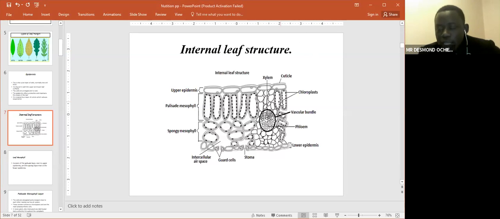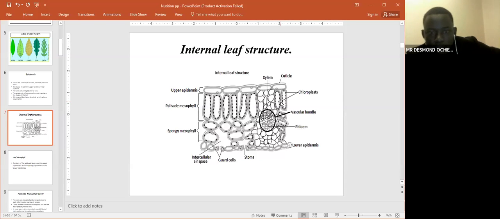When you talk about xylem, xylem is a vascular bundle responsible for the transportation of water from the roots through the stem into the leaves, where photosynthesis actively occurs. It transports water and mineral salts to the leaves, while the phloem helps in the translocation of the already manufactured food from the leaves to other parts of the plant where the food is required. So that is all about the vascular bundles, the phloem and the xylem.